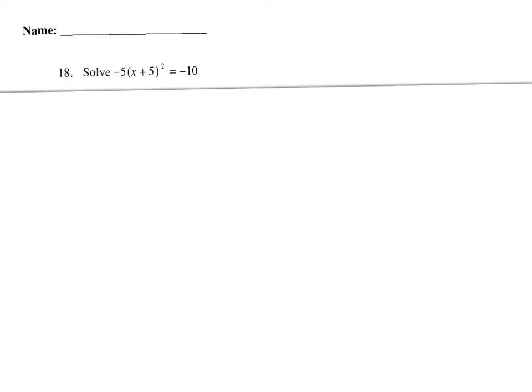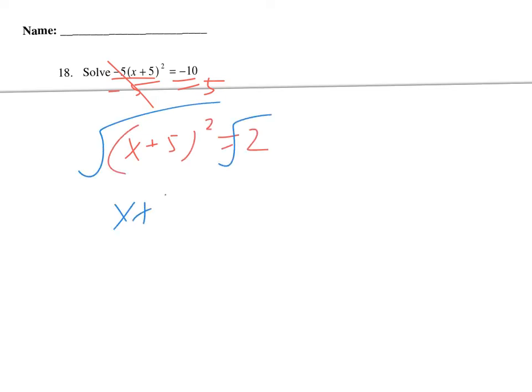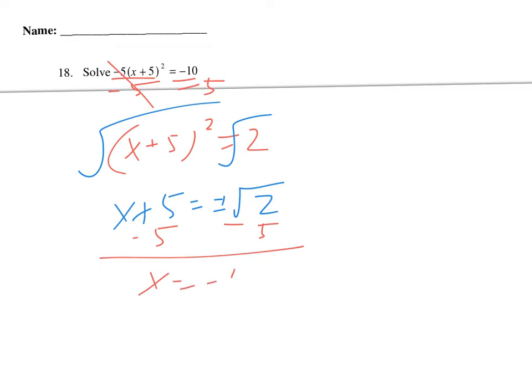All right, next up, number 18. To solve this one, I first want to move this negative 5 over to the other side. That'll cancel out. So I get x plus 5 squared equals 2. Let's square root both sides. So x plus 5 equals plus or minus rad 2. Then I'll subtract 5 from each side, so I get x equals negative 5 plus or minus radical 2.